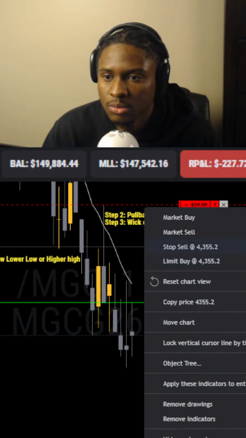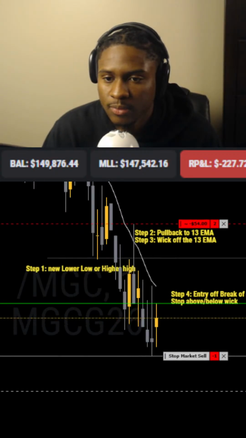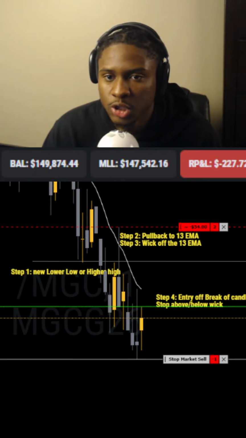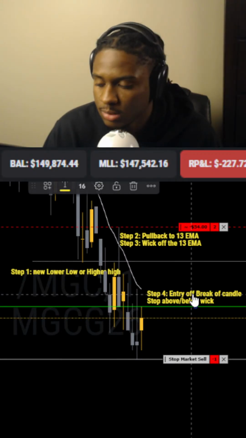Stop sell 1. Scale out at a new low being created. And then I will use the trailing stop if I could get some continuation.